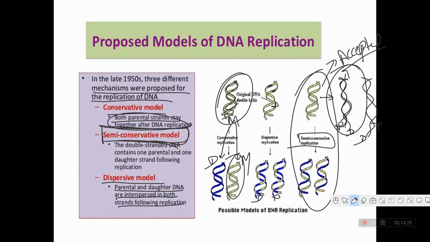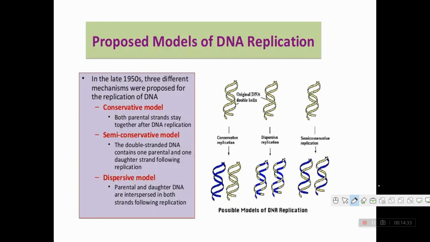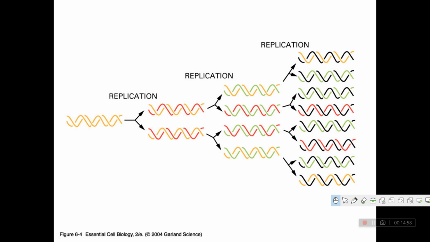Okay. Clear? There are three types of model: conservative, dispersive, semi-conservative. In conservative, both parental strands stay together, right? In semi-conservative, one strand is parental type and one strand is daughter. So, this is known as semi-conservative. In dispersive, parental and daughter DNA are interspersed in both strands after replication.